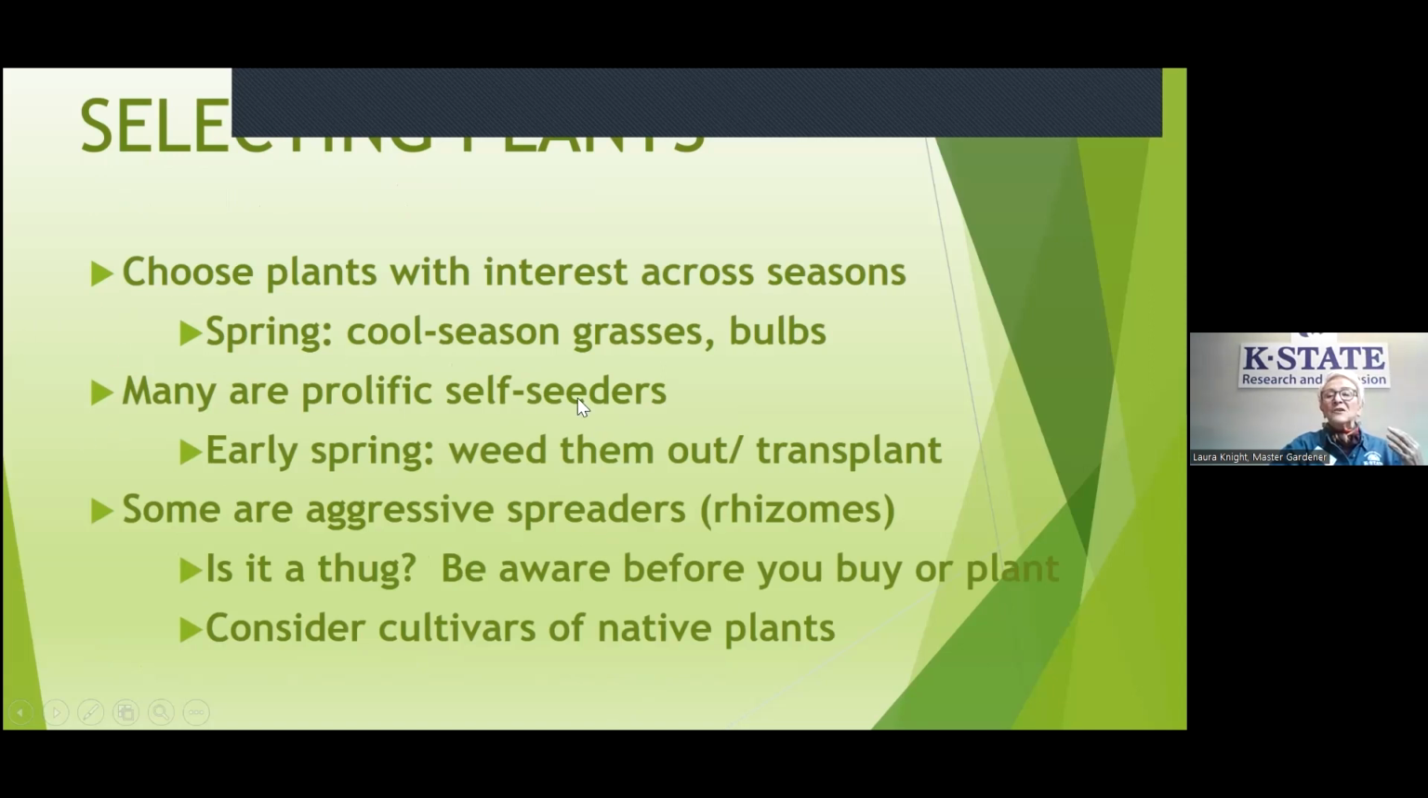Choose plants with interest across seasons. Cool season grasses in the spring and bulbs. And remember, many of these natives are prolific self-seeders. There is a great book called Plentiful. And what this PhD botanist is trying to tell us, and I believe it is, you can have a beautiful garden with very little money if you buy certain self-seeders, and in the spring, if you want to make some more of these, you can go out and get the early germination ones.